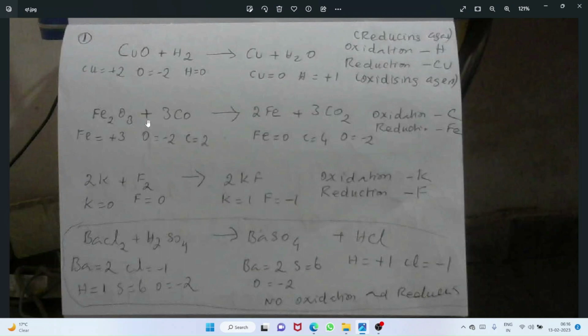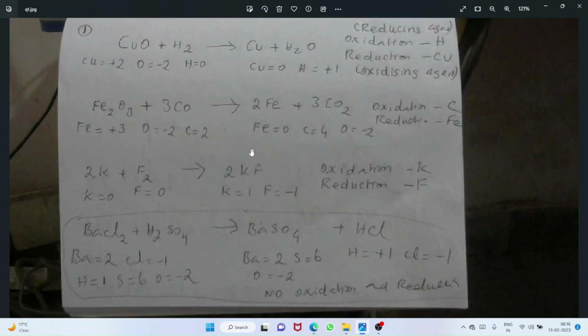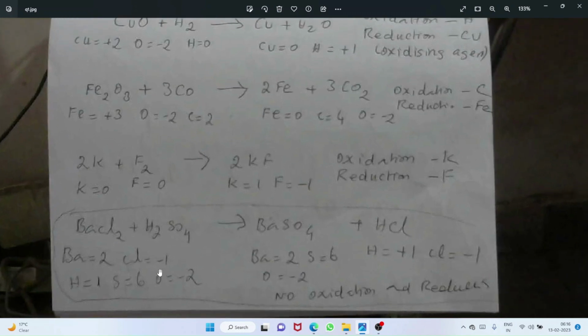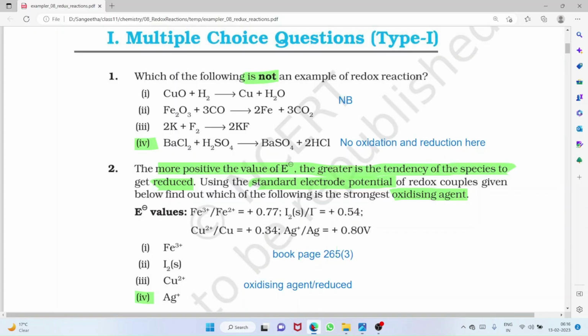Similarly, the other reaction. But if you see this reaction here, the oxidation number is not changed. Chlorine, hydrogen, sulfur. So this reaction is not a redox reaction. So the answer is this. This is the correct answer. No oxidation or reduction takes place.